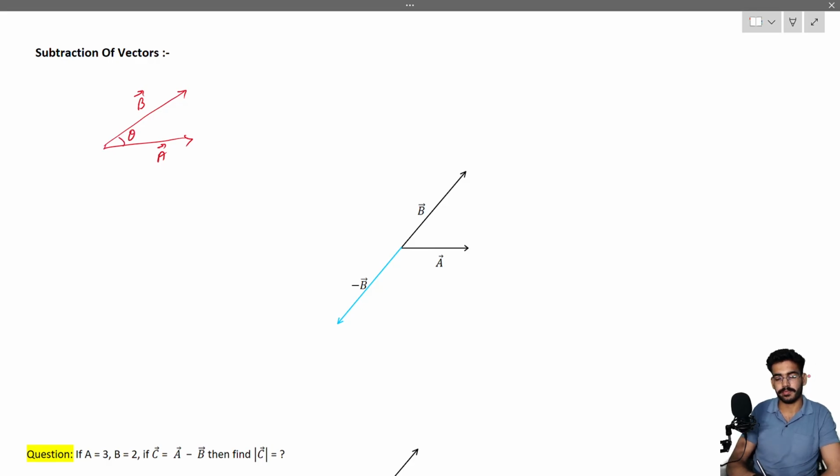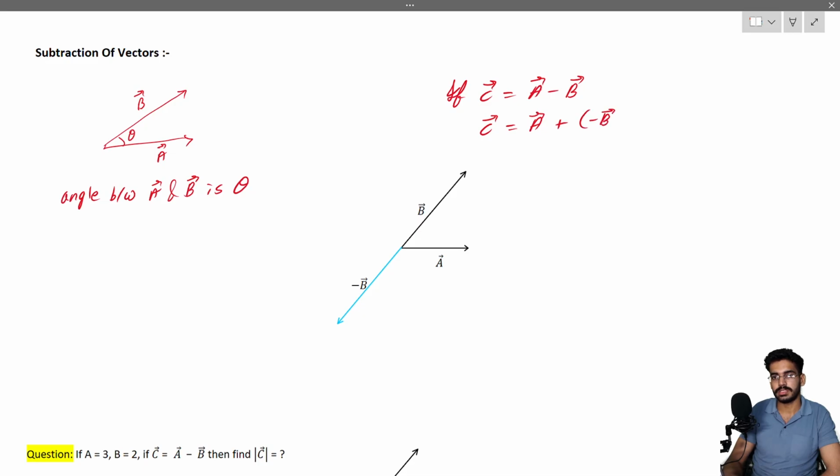This is given. The angle between A vector and B vector is theta. I want to find the magnitude of C vector, that is A vector minus B vector. So how do we find that? Can I write C vector as A vector plus minus B vector? It's just an addition of two vectors, A vector and minus B vector.